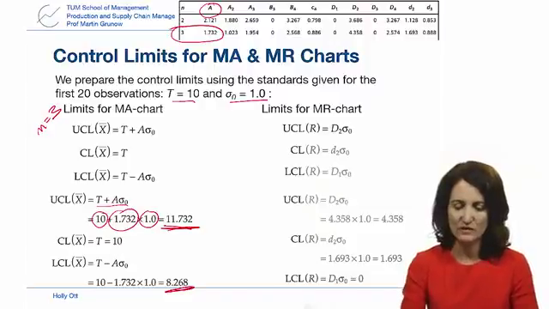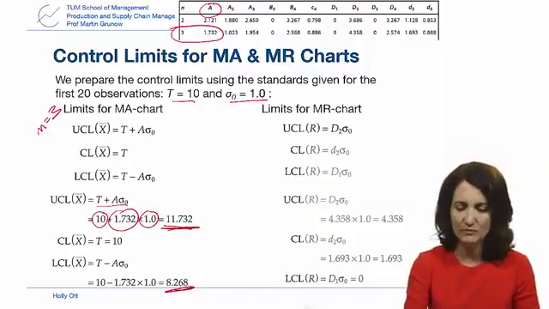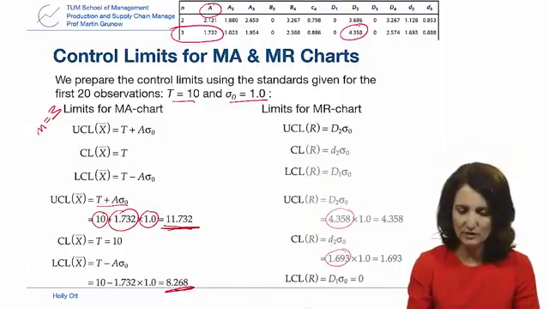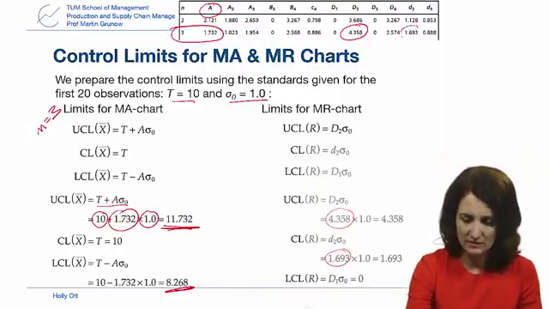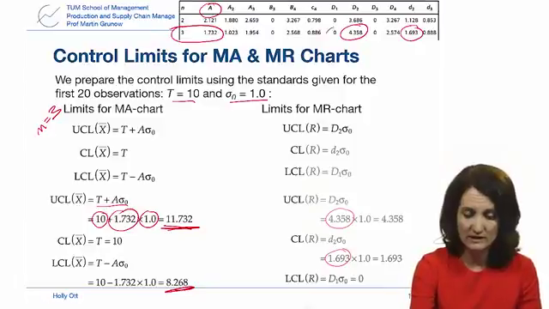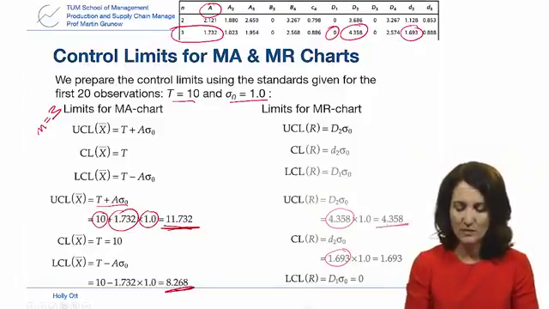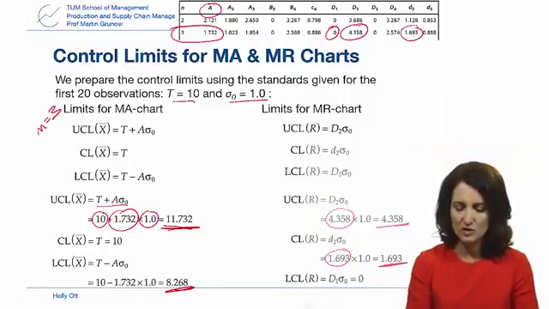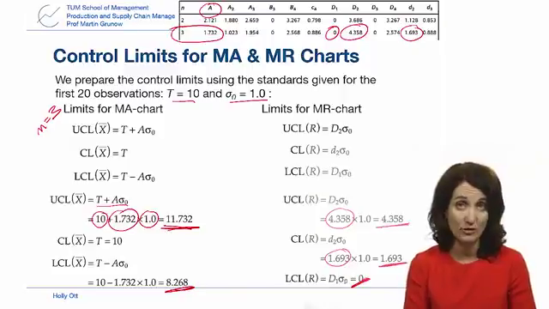And likewise for the MR chart, we find that our D2 is going to be 0.4358, and little d2, 1.693, and then d1 is 0. So we end up with an upper control limit of 4.358, a control center line of 1.693, and a lower control limit of 0.